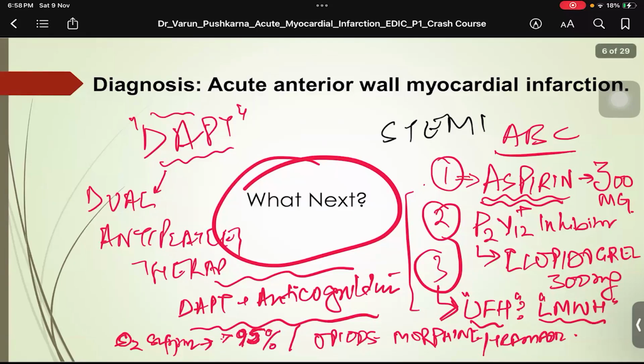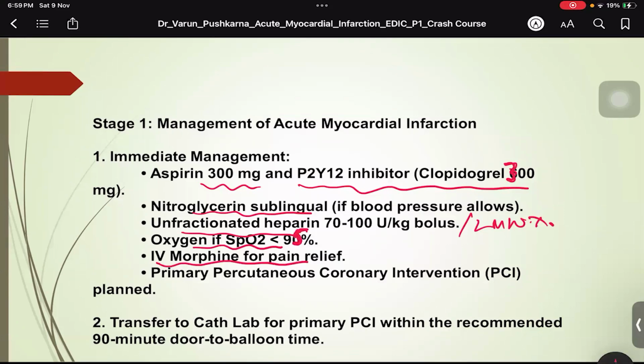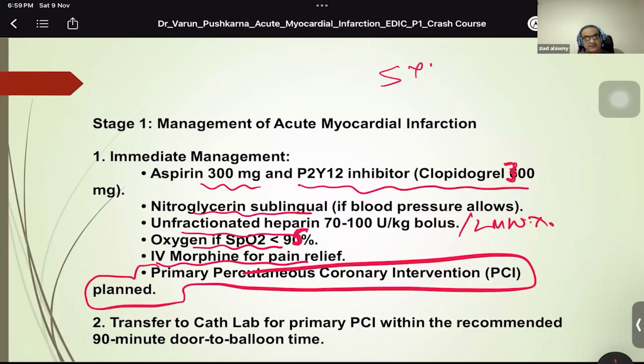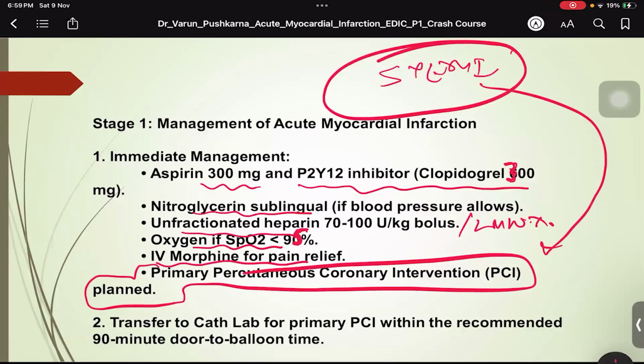So aspirin was given. Clopidogrel 300 milligrams was given. Nitroglycerin sublingual, if BP allows, unfractionated heparin or LMWH. Oxygen to support more than 95%, that is by the guidelines. IV morphine, and very important, this is a patient of ST elevation MI. Yes, we will activate the PCI. So you will have to activate the cath lab.